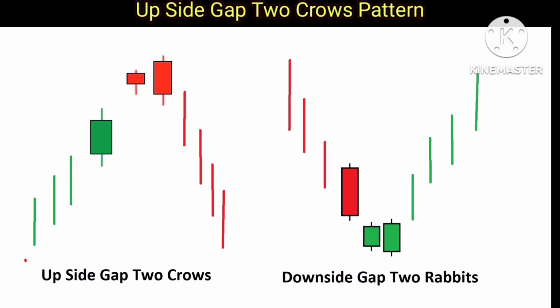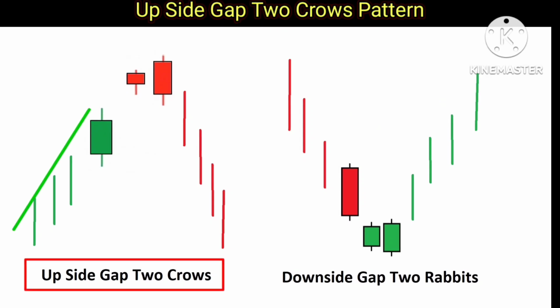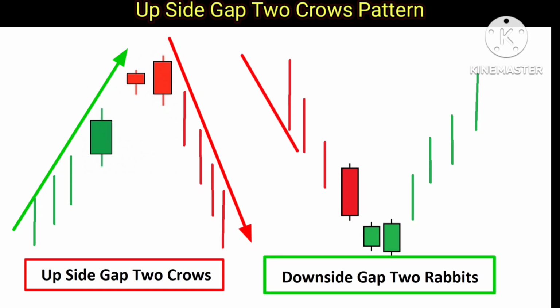On one side, the upside gap two crows changes the upward journey of price into downward. Just opposite to this, the downside gap two rabbits changes the downward journey of price into upward.